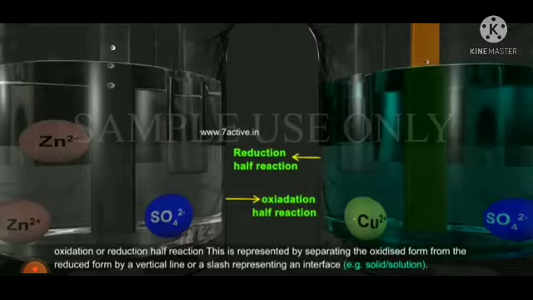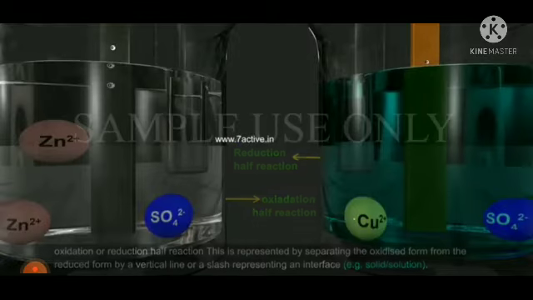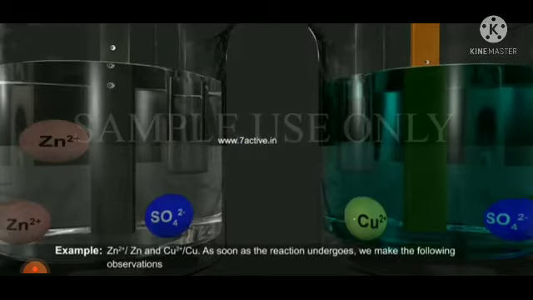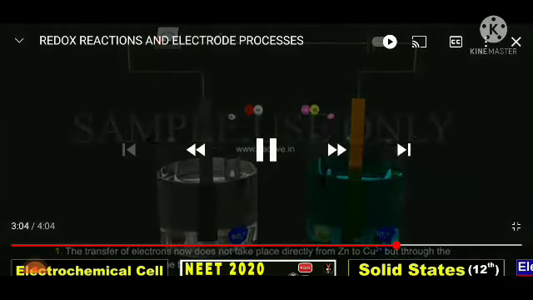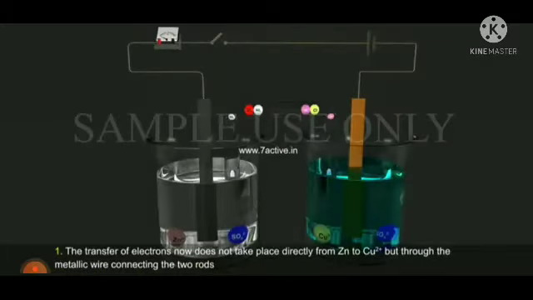This is represented by separating the oxidized form from the reduced form by a vertical line or a slash representing an interface, for example solid or solution. Example, Zn2+ or Zn and Cu2+ or Cu. As soon as the reaction proceeds, we make the following observations. 1. The transfer of electrons now does not take place directly from Zn to Cu2+, but through the metallic wire connecting the two rods.